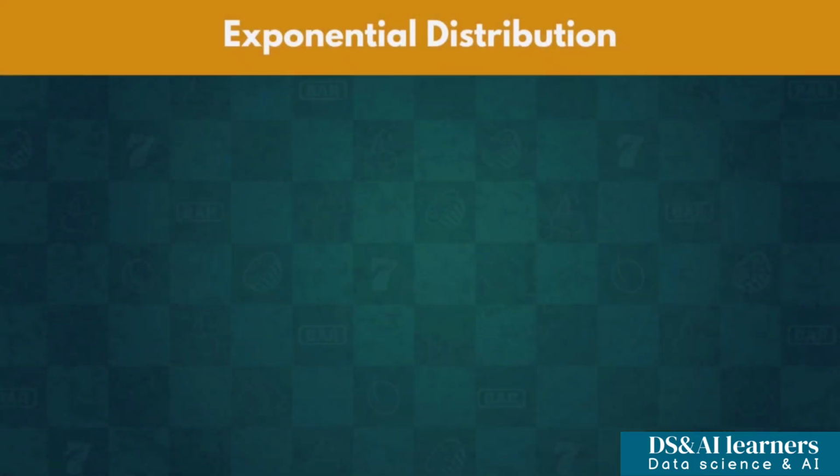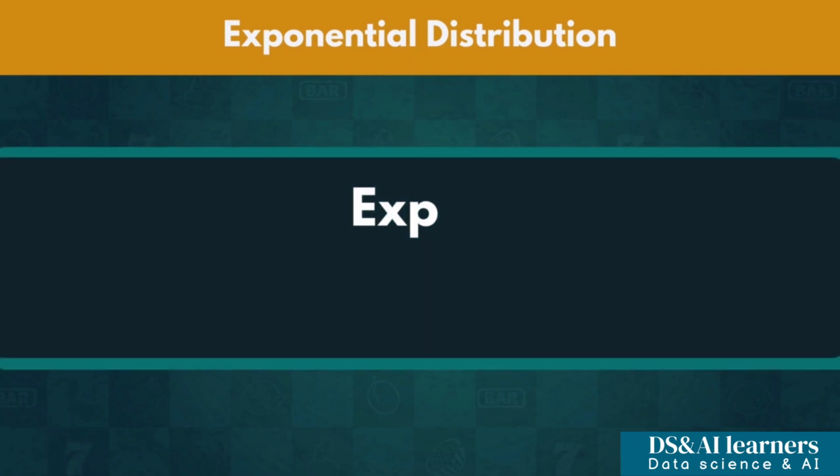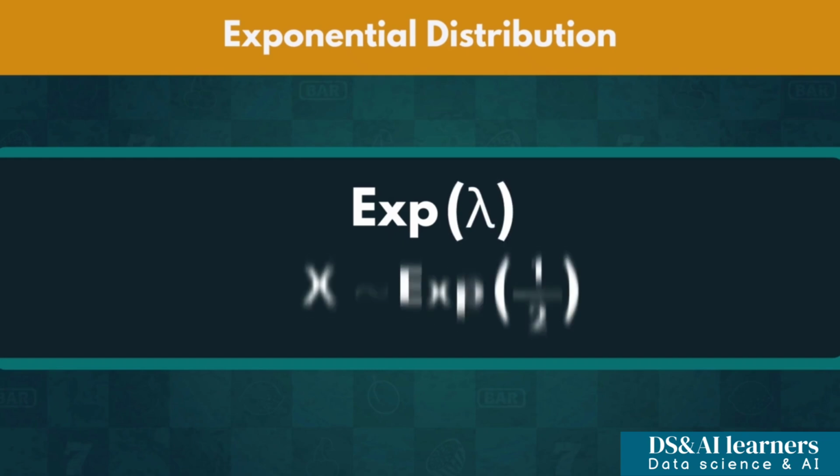Hello again. In this lecture, we are going to discuss the exponential distribution and its main characteristics. For starters, we define the exponential distribution with the abbreviation exp, followed by a scale parameter, lambda. We read the following statement as, variable X follows an exponential distribution with a scale of a half.